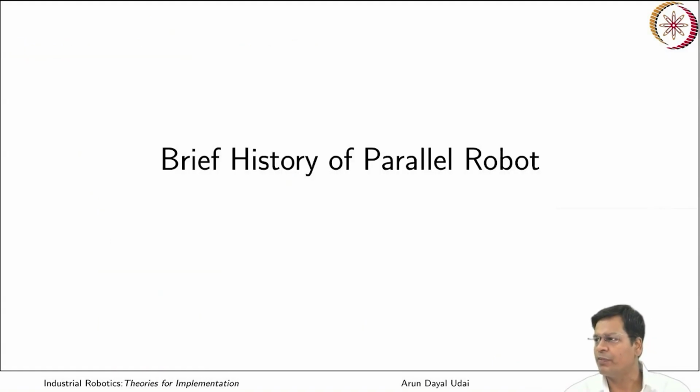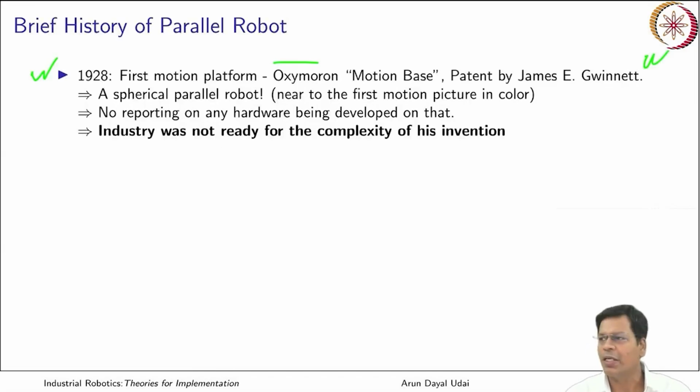Okay, so let us discuss the brief history of parallel robots now. So you see, this is the first platform that was reported, in 1928, okay, which was known as Oxymoron, okay, which was a motion based platform patented by James. So you see, that was nothing but a spherical parallel robot. This patent was filed almost near the first motion picture which came in a similar year. Okay, and it is so age old, you know.